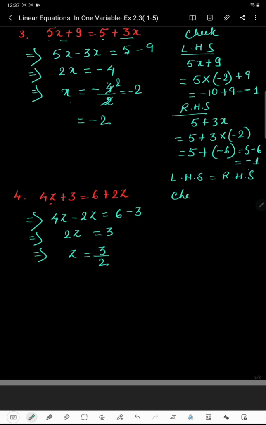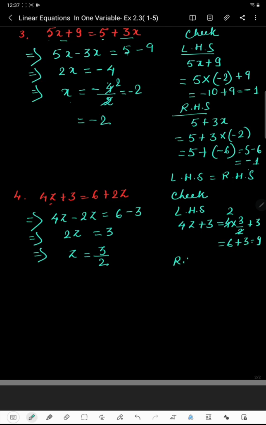Now let's check. We'll write the left hand side at first, and on the left hand side we have 4z plus 3. Now 4z means 4 is multiplied by z, and the value of z is 3 by 2, plus 3. Now here 2 2s are 4, so 3 2s are 6. 6 plus 3 is 9.